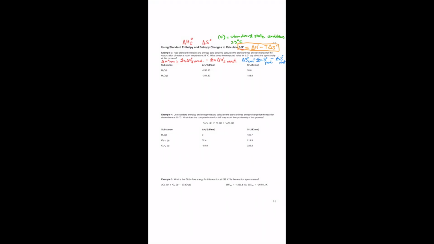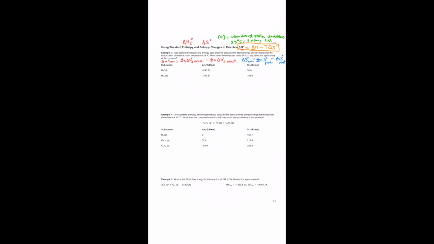Note that the naught sign above these thermodynamic functions represents the standard state conditions at 25 degrees Celsius, 1 atmosphere pressure, and a concentration of 1 molar. If the thermodynamic functions are without the naught sign, it indicates that those functions are measured not at standard state conditions. Let's take a look at example 3.